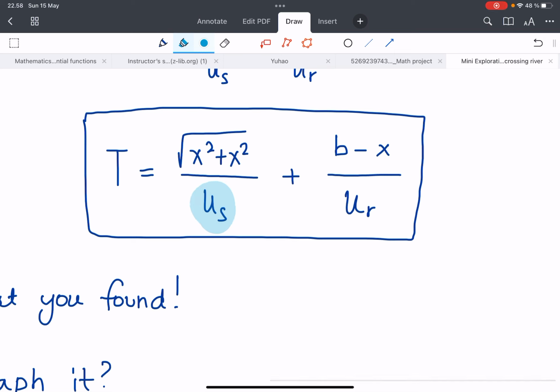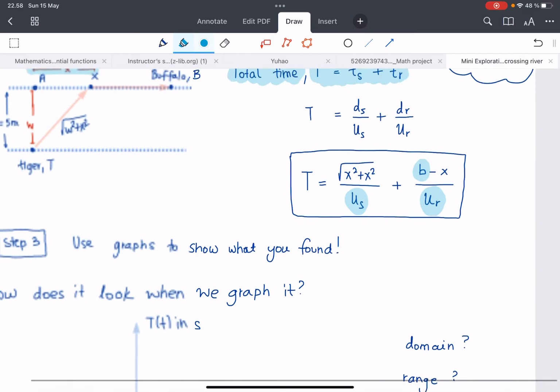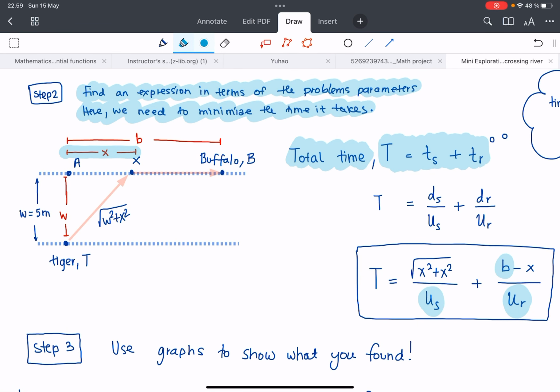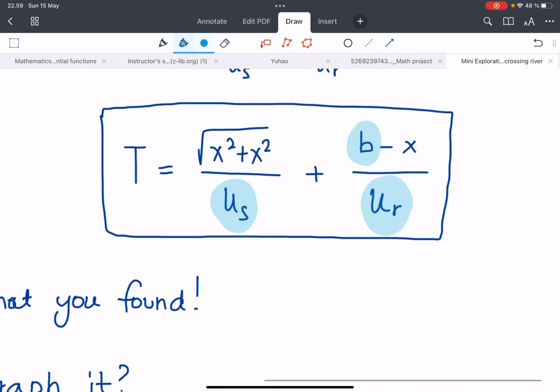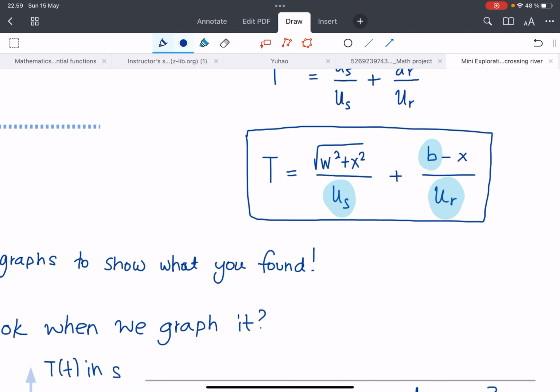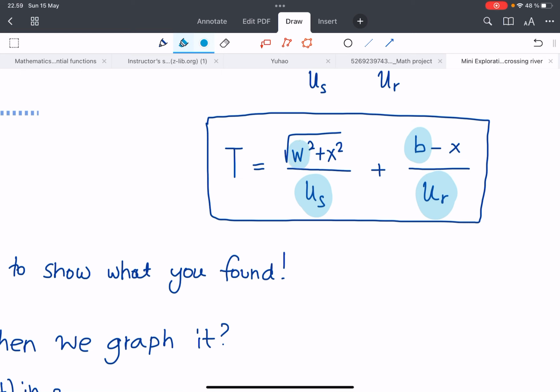Remember, the swimming speed is constant. The running speed is constant. It's up to you to assume. B is the distance where the buffalo is sitting. You can also assume that value, no problem. Here I should have written W, sorry. That's the width of the river, which is also constant. So in a way, we've got an expression where x is the unknown, that's the landing distance, and that's the total time it takes.